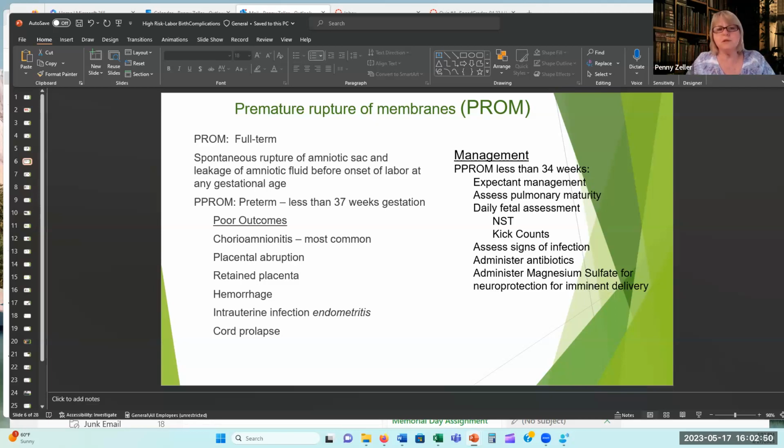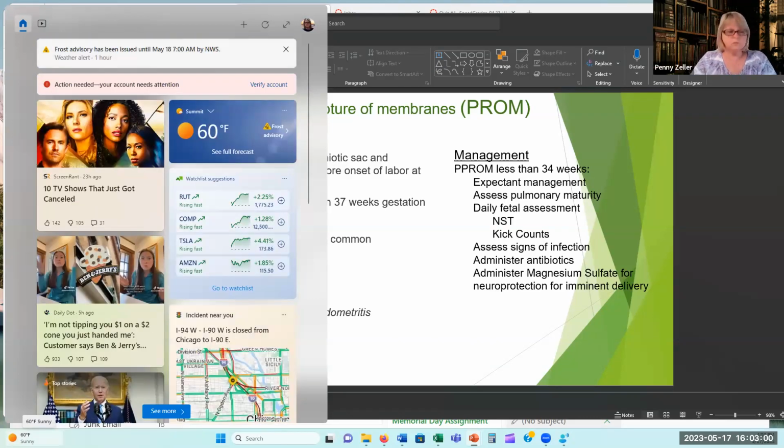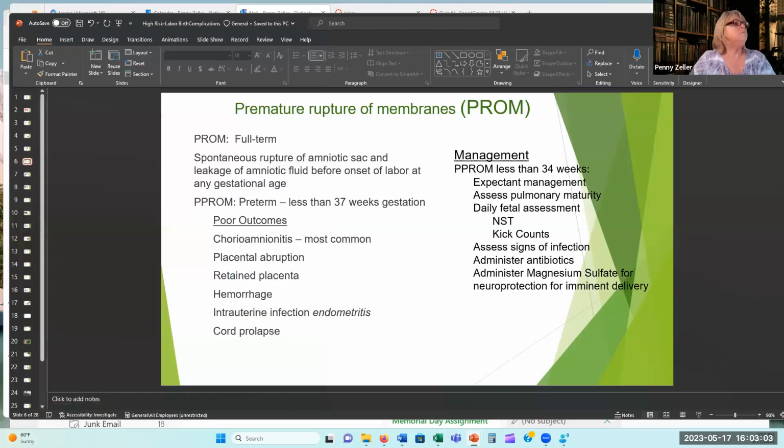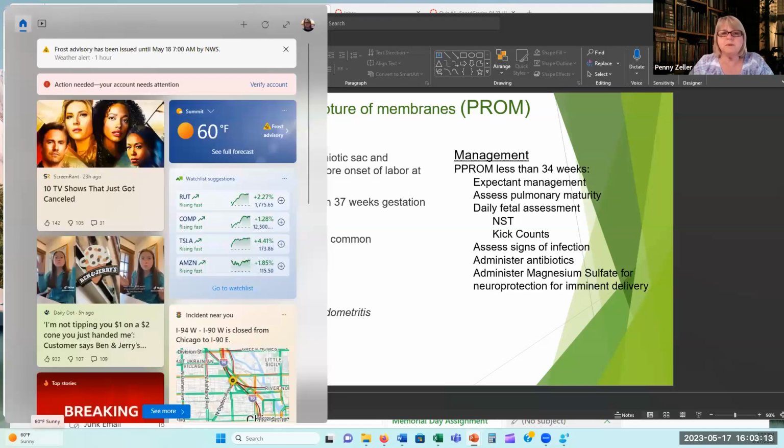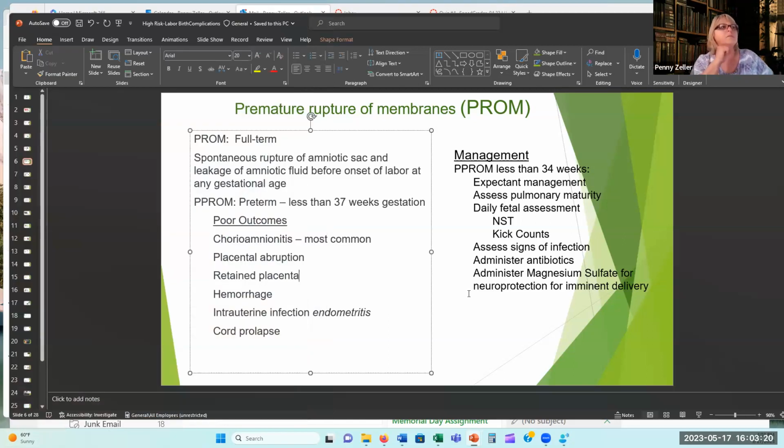So premature rupture, less than 34 weeks. What we would do is an ultrasound. We need to make sure mom understands that she needs to be aware of baby kicking.